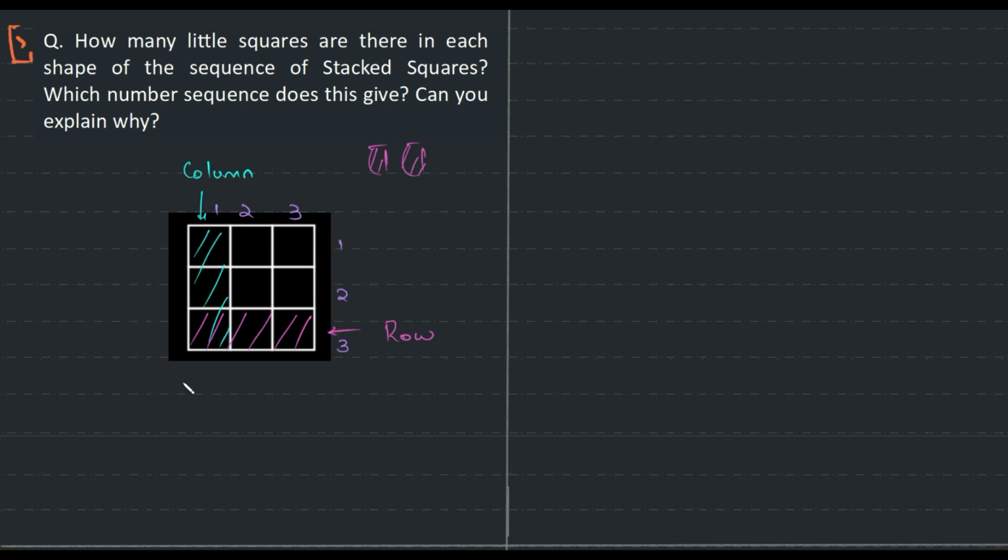3 and 3. Now, the number of squares will be 1, 2, 3, 4, 5, 6, 7, 8, 9. It's always the product of the number of rows and the number of columns. So there are 9 little squares. Next, what else? We have to talk in general. How many are there in each scenario? So how can we put it across? Remember, I'll draw 2 by 2. There are 1, 2, 1, 2. 2 rows and 2 columns.